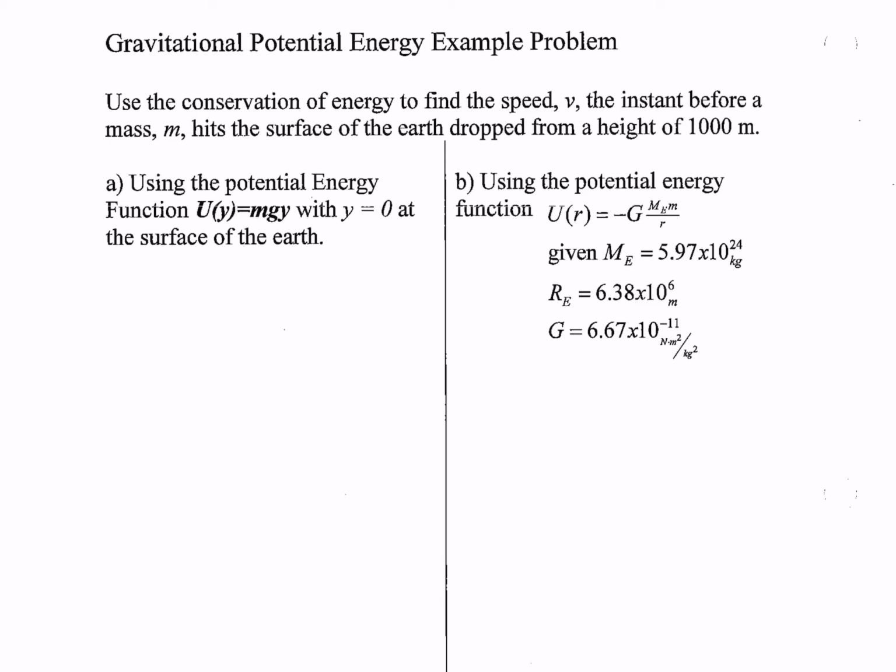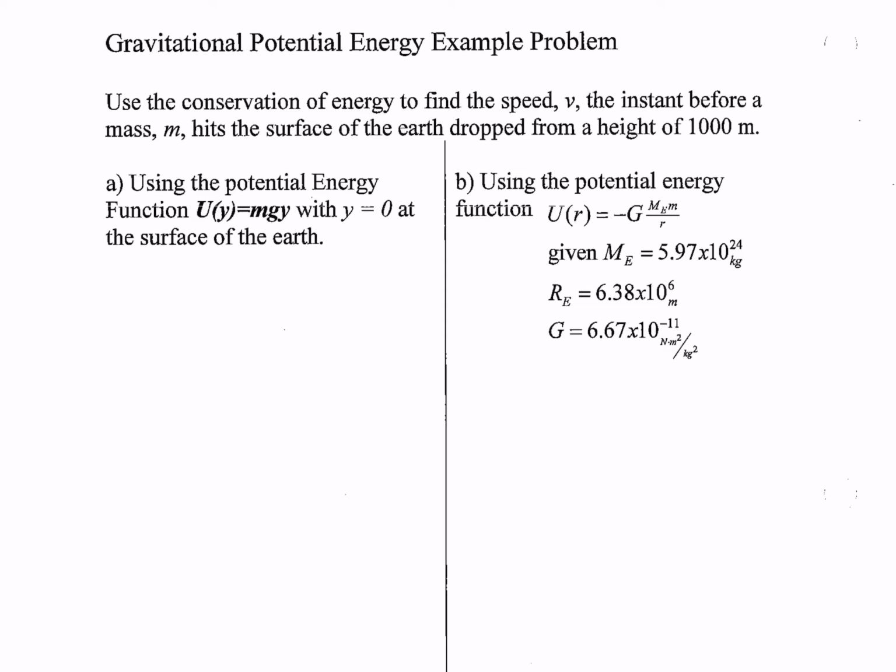So we're going to use both of these potential energy functions to solve the same problem to figure out, well, how good is this approximation near the surface of the Earth? Do both of them give the same answer? We are going to say, let's use the conservation of energy to find the speed v the instant before a mass m hits the surface of the Earth, dropped from a height of 1,000 meters.